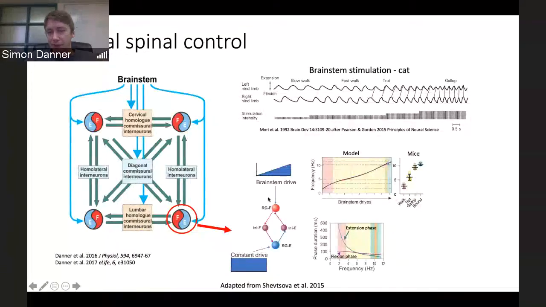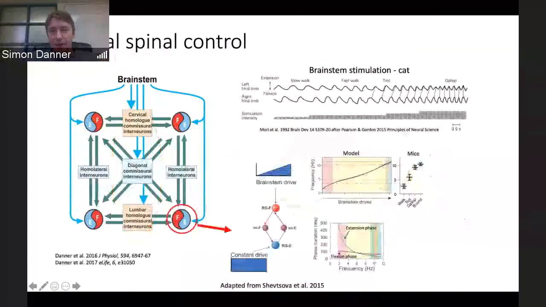And because of this asymmetric nature of the drive, the extension phase duration decreases more drastically with the increase in frequency, while the flexor phase duration stays more constant, with a slight decline.